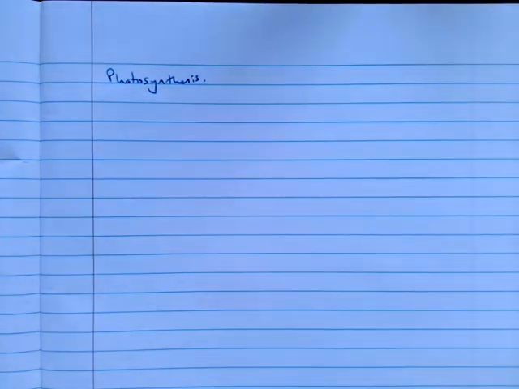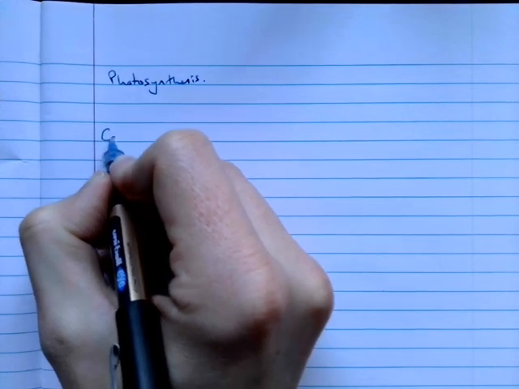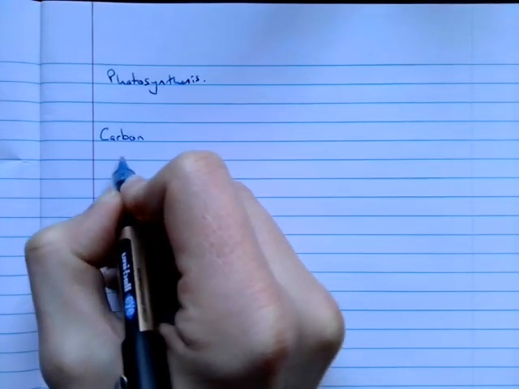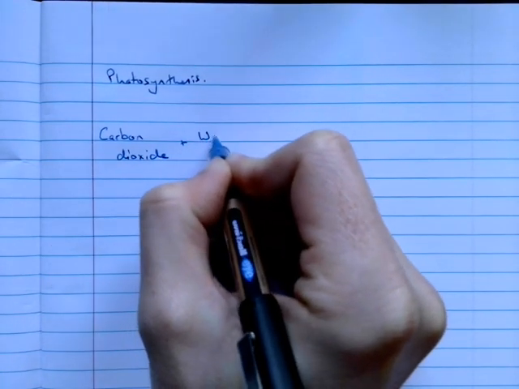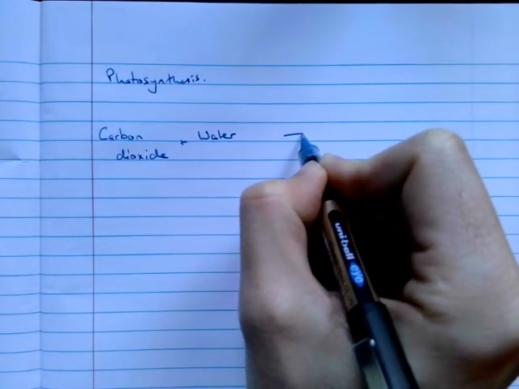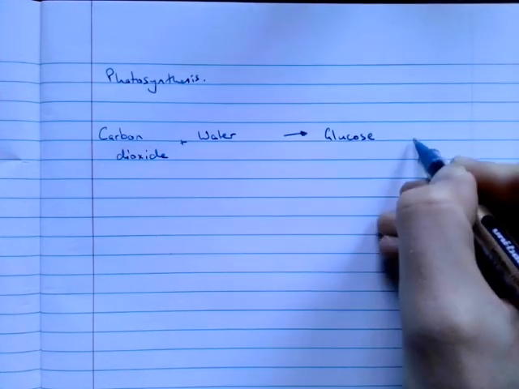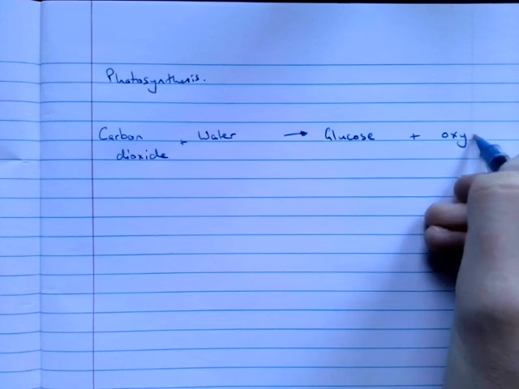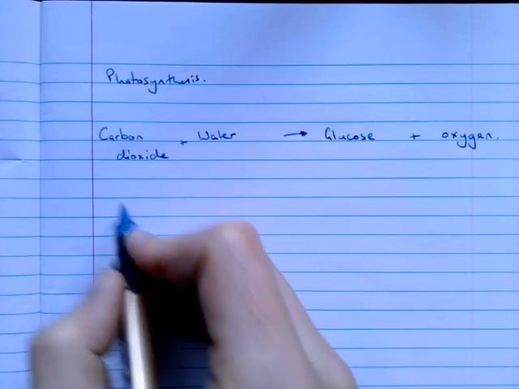Okay, now photosynthesis is the process by which plants make their own food, and that happens by the reaction of carbon dioxide plus water to give glucose and oxygen. Now we can do the same sort of analysis as we did before.